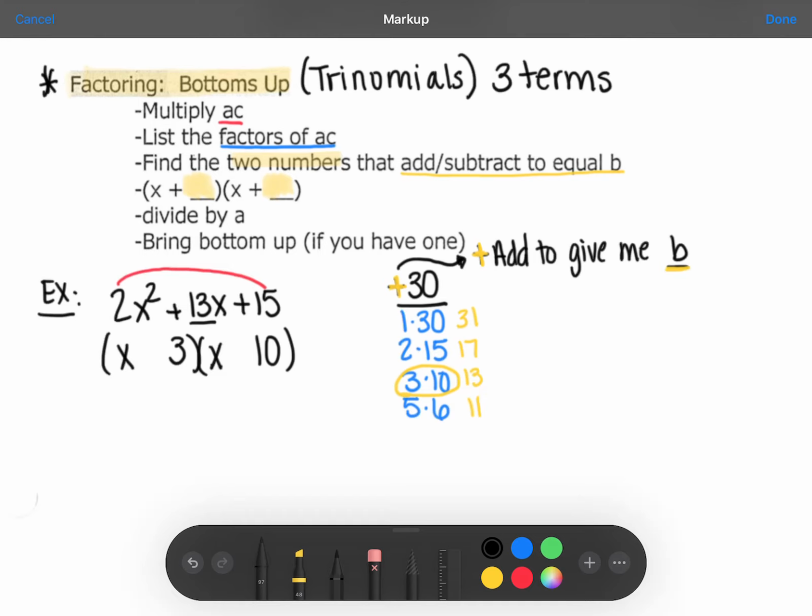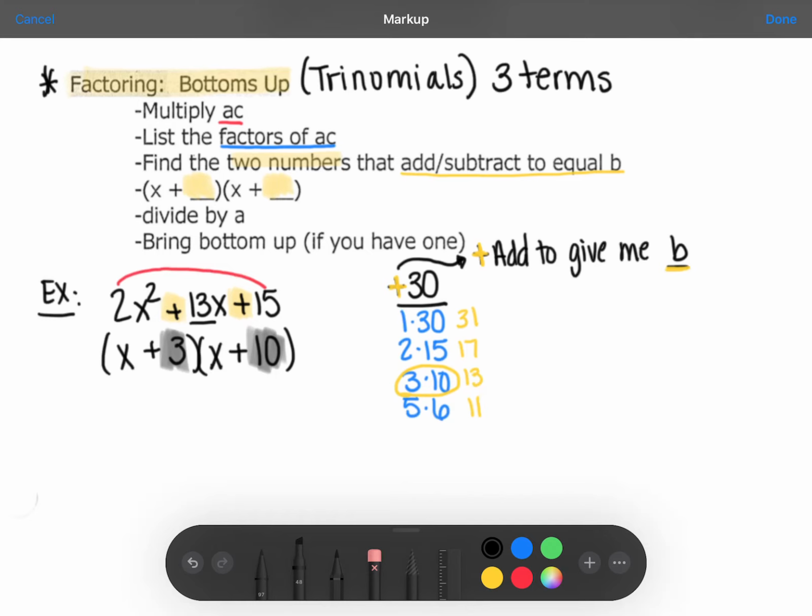I don't care if you put your 3 first or your 10 first. It does not matter. Then you have to ask yourself a very important question, because I need to figure out, are these both plus signs, 1 plus, 1 minus, 2 minuses? I got to figure out the signs. This one's fairly easy because my problem has 2 plus signs, so my answer is going to have 2 plus signs. And you just want to double check that your factors of 3 and 10 multiply to give you 30. Okay, so 3 times 10 is 30. So that works out, and 3 plus 10 is 13.